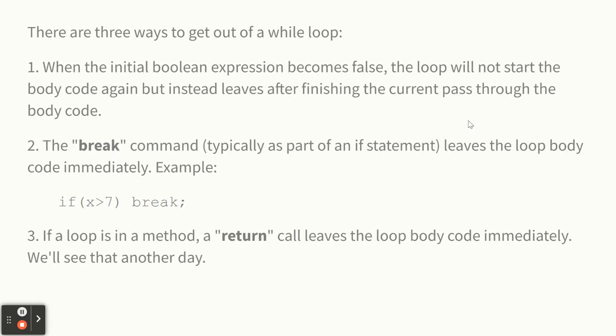Question so far? If you've programmed in Python, a while loop is pretty much like the Python while loop, and so is the way to get out. There's three ways to get out of a while loop. When the initial condition becomes false, and Java has finished running the whole body, then it goes back to the top and checks. If the condition is false now, then you leave the loop. Another way to leave the loop is to use the break command, and that just gets you out immediately.